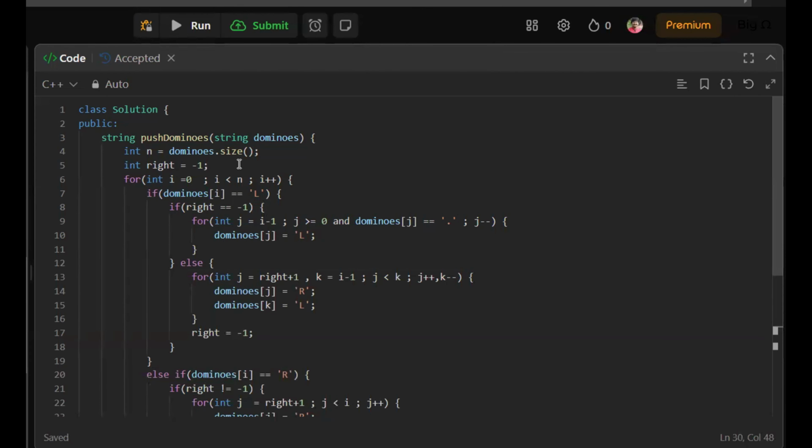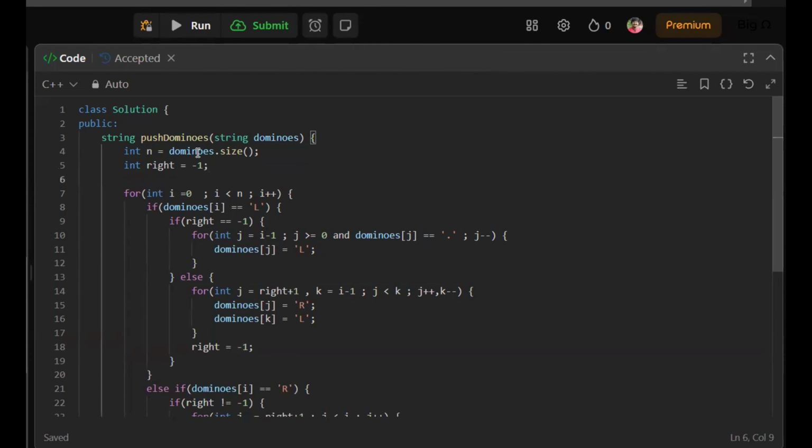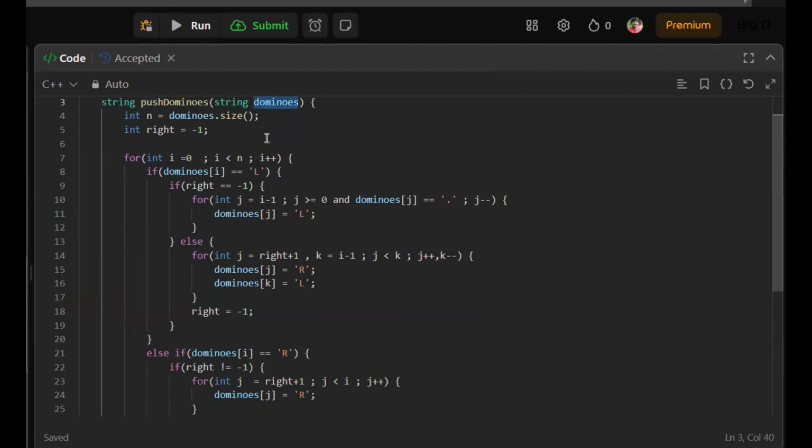Now, let's understand the algorithm carefully. We are given one function named pushDominoes, which has a string parameter. Currently, we have assumed that we do not have any right-sided dominoes till now. Now, we have to iterate over each element of the given string, and we have to check two conditions: either our domino can become left or can become right. Now, suppose our domino is pushing in the left direction.